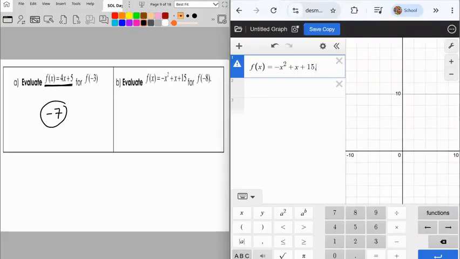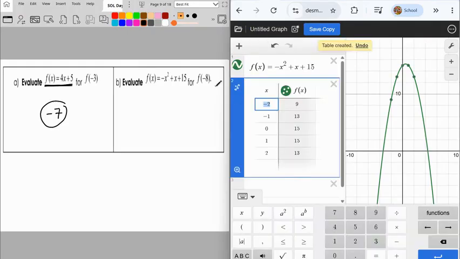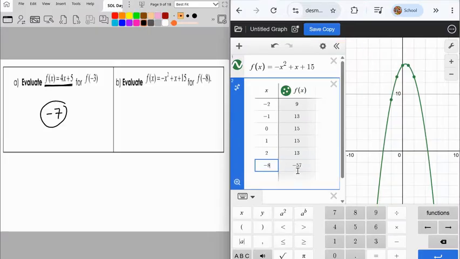Okay, I went ahead, I already typed it in. F of x equals -x squared plus x plus 15. Whoops, I have a comma there. We don't want that. Okay, push the gear symbol, add a table, and then I'm looking for -8. Type it in for x, and then when x is -8, y is -57.